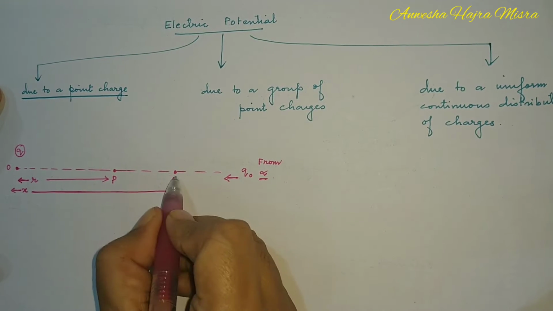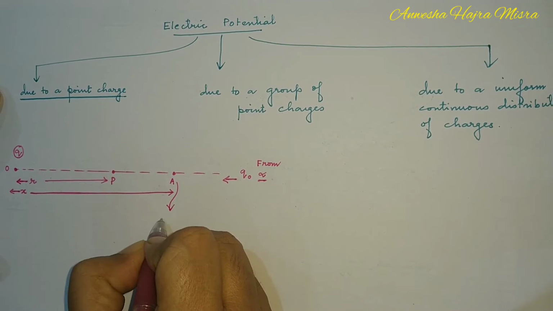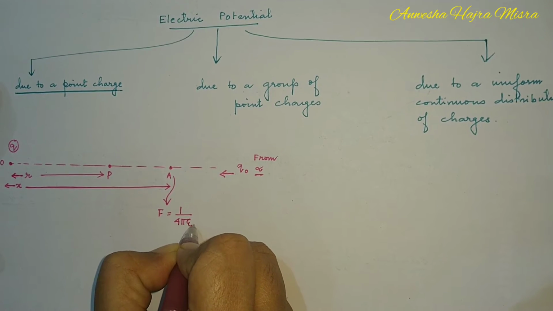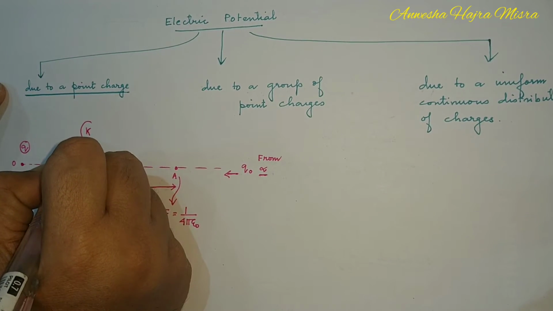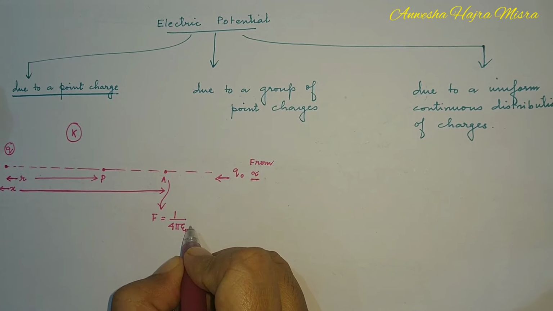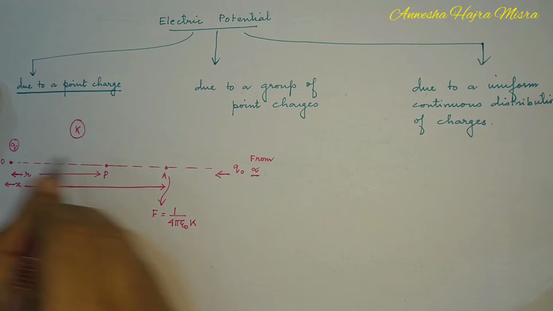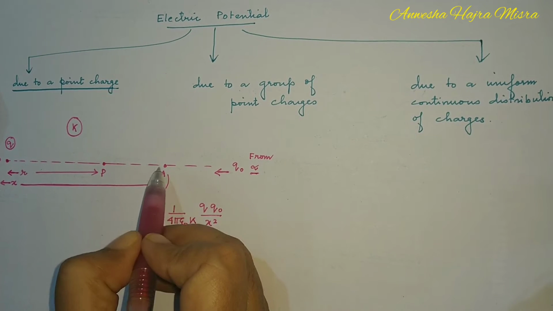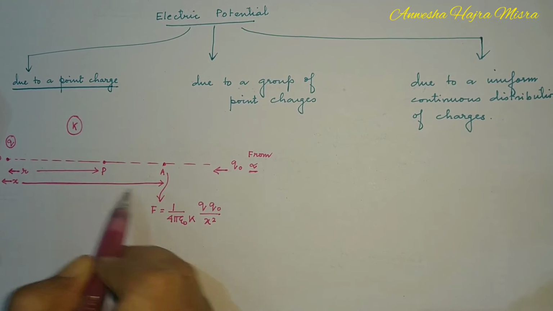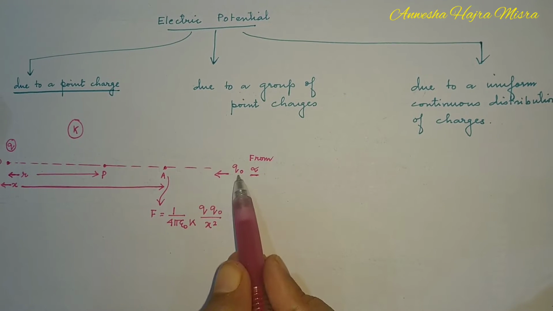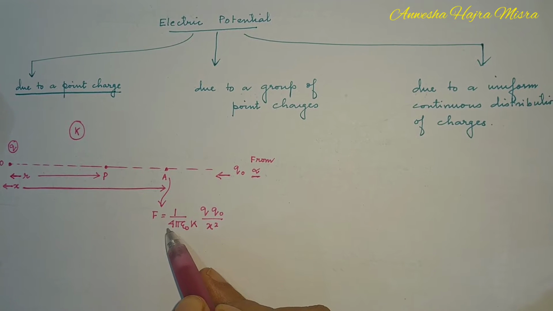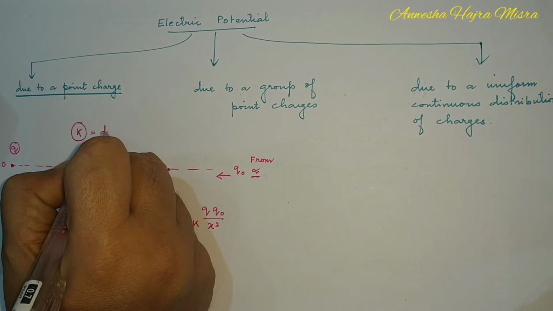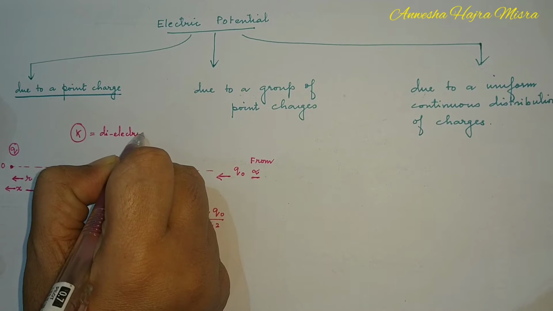When the charge is at a distance x, what is the force acting on Q naught from Coulomb's law? It is 1 by 4 pi epsilon naught, and if it is in a dielectric medium of dielectric constant K, 1 by 4 pi epsilon naught K, Q Q naught by x square. When this Q naught is at the point A, at a distance x from O, the force acting on Q naught is, from Coulomb's law, 1 by 4 pi epsilon naught K. K is called the dielectric constant of that medium.